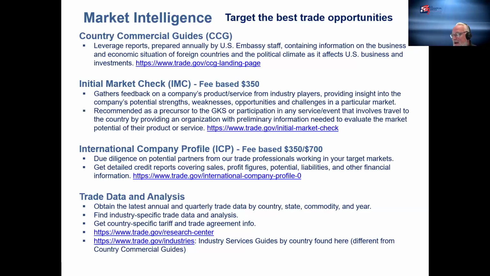It's a snapshot of the market at the moment and the supply chain structure and our colleagues' subjective analysis of the potential for your products in that market.